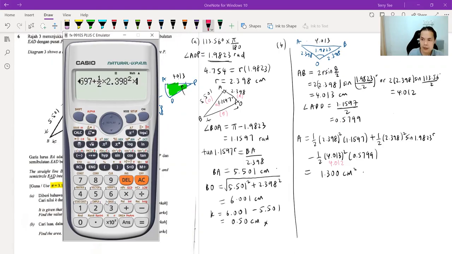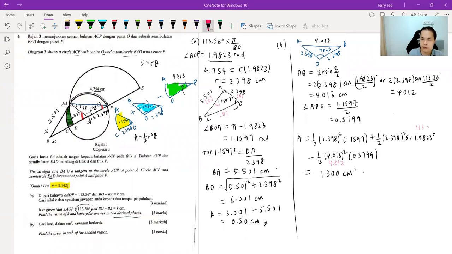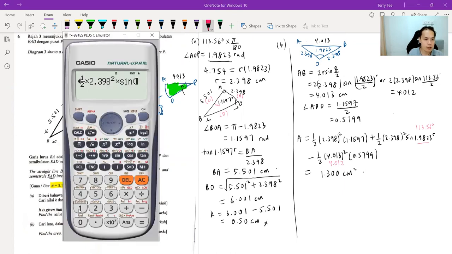We add half times 2.398 square times sine. Even this sine, instead of using 198.23, we can use 113.56. But if you use 113.56 here, please use your calculator in degree mode. That is in degree mode, so I'm going to use 113.56. And then I minus half. This will be 4.012. Now, this 4.012, you square it, you multiply with 0.5799.